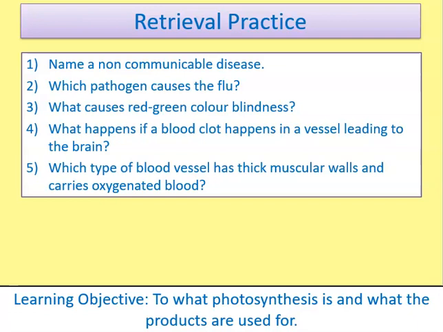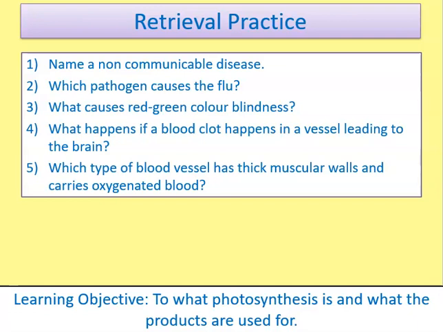Okay, so number one, name a non-communicable disease. You could have said red-green colour blindness. You could have said that diabetes is a non-communicable disease. You could have said cancer. And there are other examples. So something that is not passed by pathogens, something that is not spread from organism to organism.